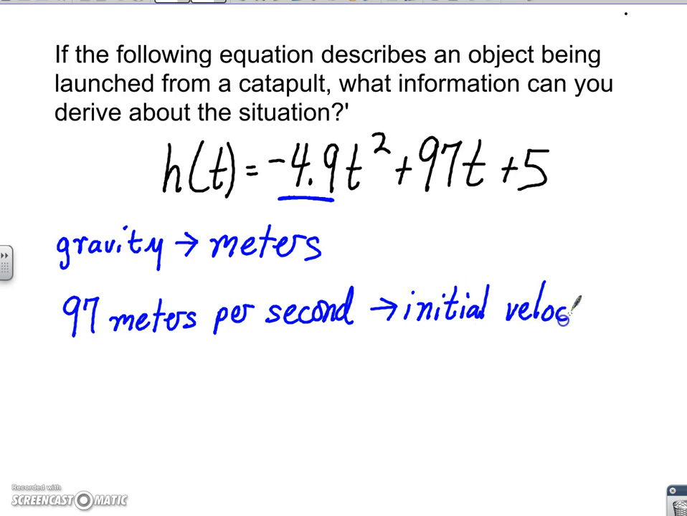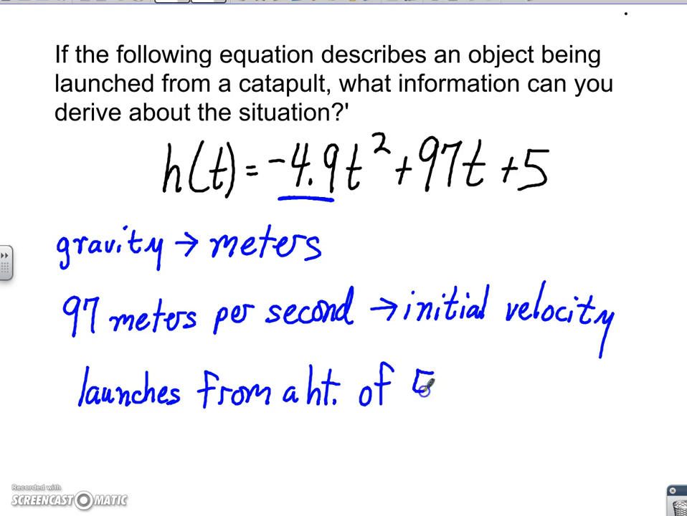So this catapult is launching this thing at, excuse me, 97 meters per second. Feet would be an understatement. A meter is over 3 feet, so times 97, this thing is really launching. What does that 5 tell us? That the catapult launches from a height of 5 meters, not 5 feet, but 5 meters. So over 15 feet up in the air when this thing launches. So this is a big catapult.